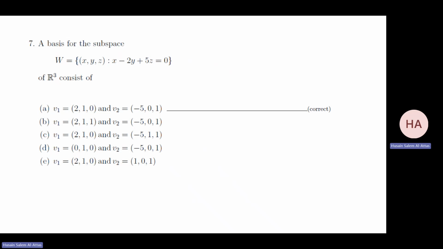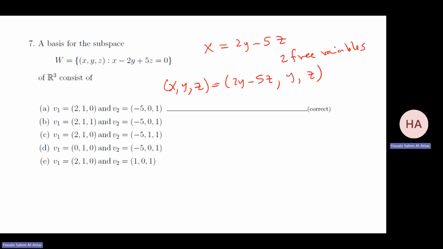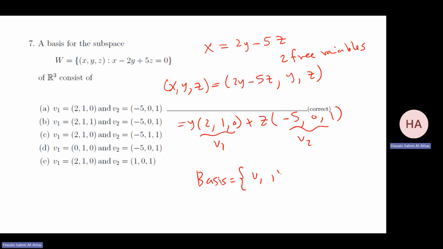A basis for this space. Yeah. I have x equal what? 2y minus 5z, where now I have two free variables. Very clear. So I can write y equal t, z equal s, or I can do it right away. I say (x, y, z) will be what? (2y minus 5z, y, z). Take y as a common factor, you have (2, 1, 0). Take z as a common factor, you have (-5, 0, 1). So these are my bases. This is V1. This is V2, where the bases are V1, V2, which is (2, 1, 0) and (-5, 0, 1). So this is my answer. Yeah, I think this is good.